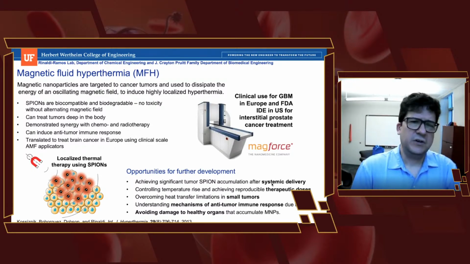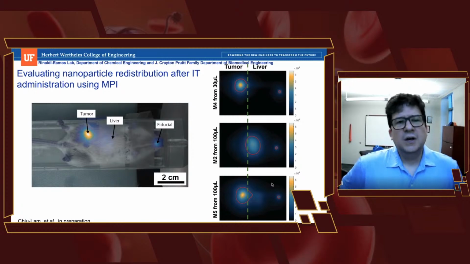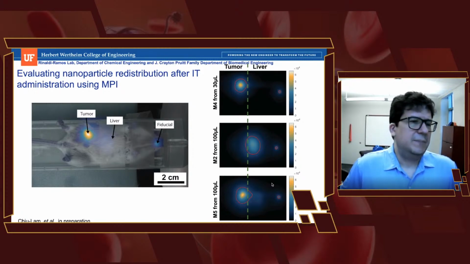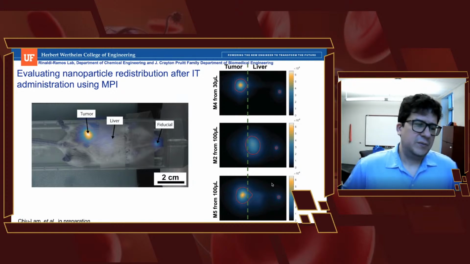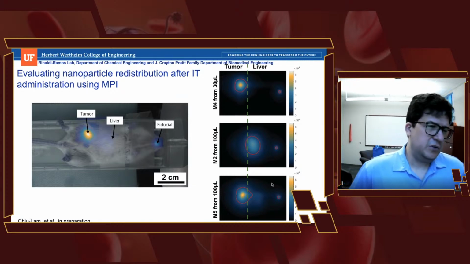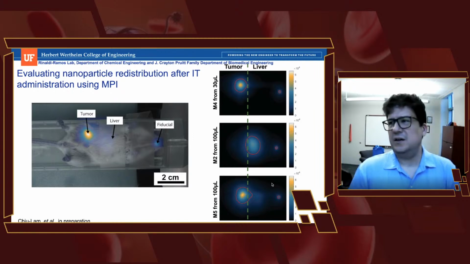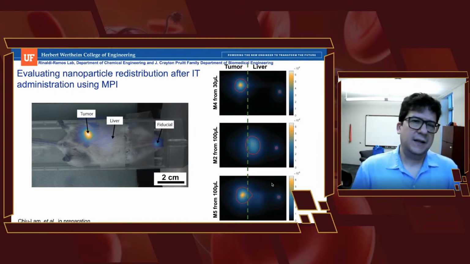And so in the majority of the literature on magnetic hyperthermia, what people do is they directly inject the particles into the tumor. And in fact, that's what they do in Europe when they use this as a treatment for brain cancer. And the assumption is that if I inject the particles into the tumor, the particles are going to stay there and I'm going to be able to heat them, and I've delivered sufficient dose.